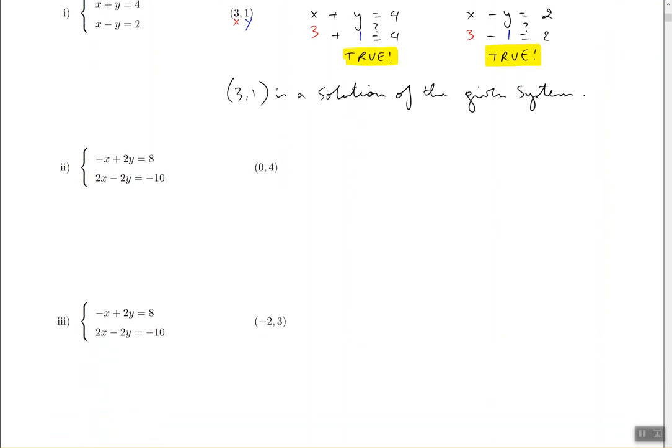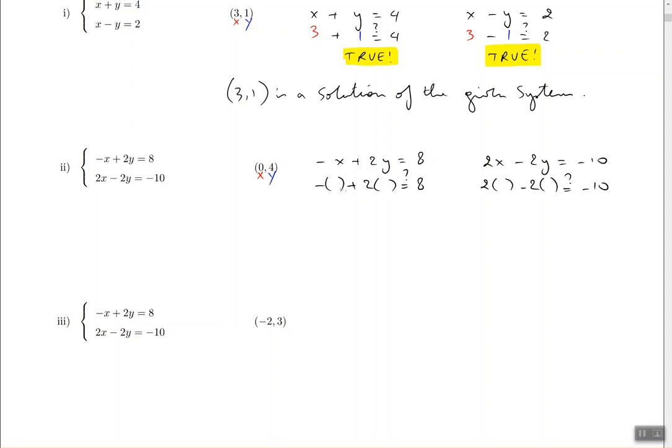So let's test out the second pair. The second pair has 0 and 4. So again, the x is 0 and again, the y is 4. So let's plug it into the first equation and let's plug it into the second equation and see if the pair works for both of those equations. So the first equation has negative x plus 2 times y. So I'm going to plug in the x and plug in the y and see if that turns out to be 8. And then again, I'm going to do the same thing with the second equation and see if the answer turns out to be negative 10.